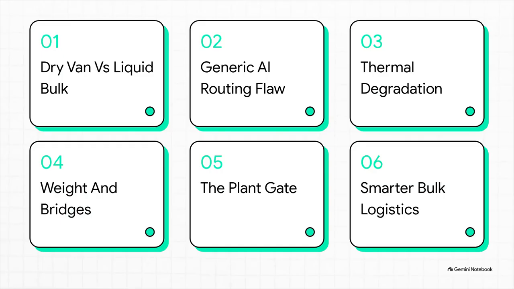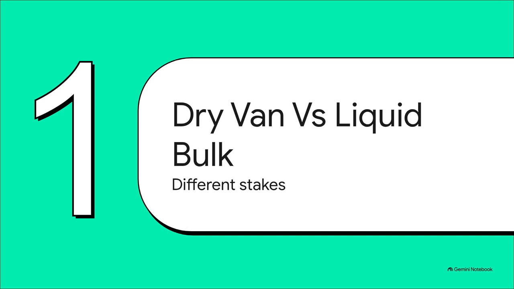So to really unpack why this is so insanely complex, here is our roadmap. 1. Dry van versus liquid bulk. 2. The generic AI routing flaw. 3. Risk 1. Thermal degradation. 4. Risk 2. Weight and bridges. 5. Risk 3. The plant gate. And finally, smarter liquid bulk logistics. Let's start with Section 1, dry van versus liquid bulk.